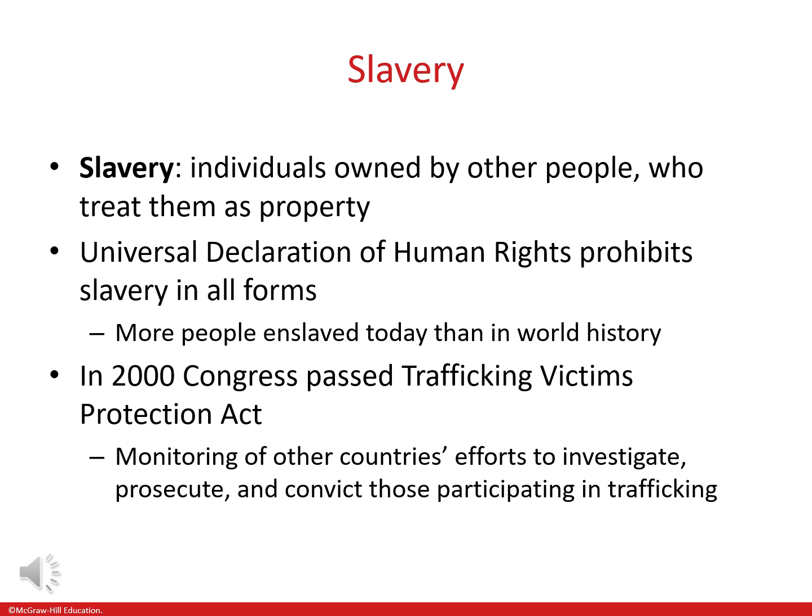Slavery is an institution where individuals are owned by other people who treat them as property. The Universal Declaration of Human Rights prohibits slavery of all forms, and this is for all of Earth. However, we do know that slavery still exists. Slavery is different than chattel slavery. Chattel slavery dealt with the transatlantic slave trade. Slavery is what we have currently, where we have sex trafficking or people working in sweatshops.